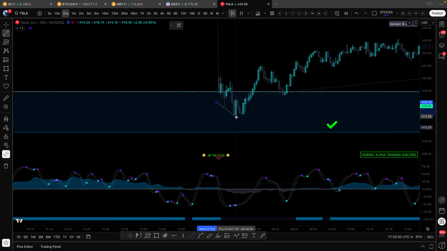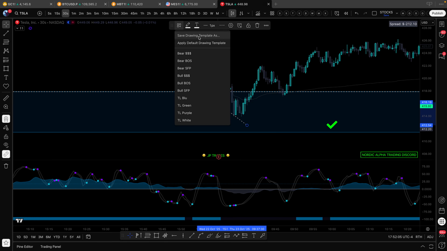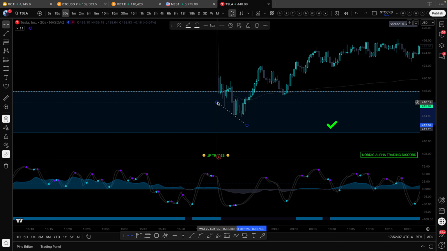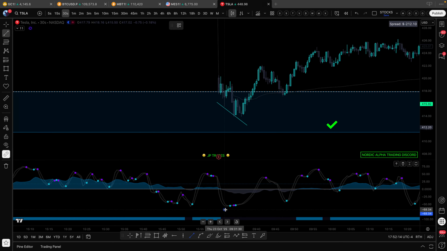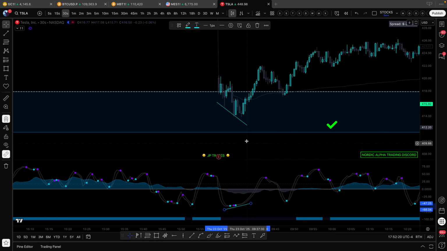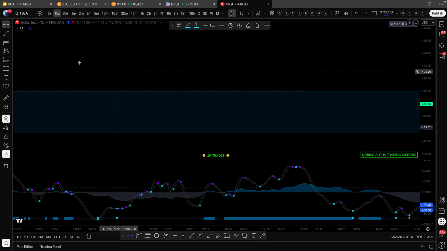You're looking for price to head down. Let's make that a little brighter. And you can see your momentum wave heading up. This is your classic regular divergence. Okay, what do we see on the 15-second?